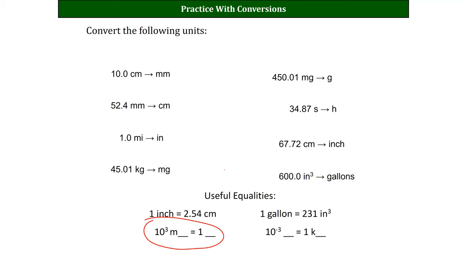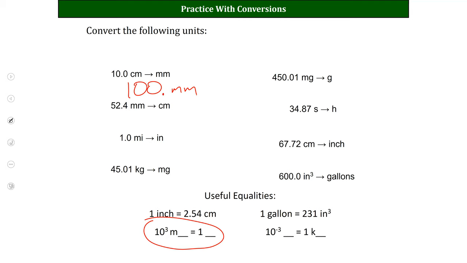All right, so 10 centimeters into millimeters is just going to be 100 millimeters, right? We're going to divide by 100, but then multiply by 1,000, and that result is we're multiplying by 10.